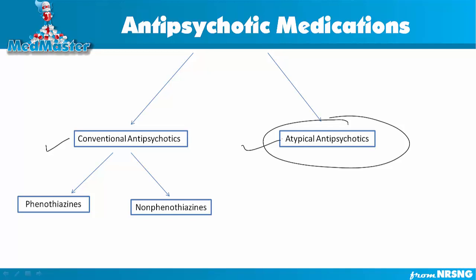And psychosis means these drugs are mostly used to treat schizophrenia. And there are two different parts in the conventional antipsychotic as well, which is the phenothiazine and non-phenothiazine. Let's take a look at the atypical antipsychotic medications.